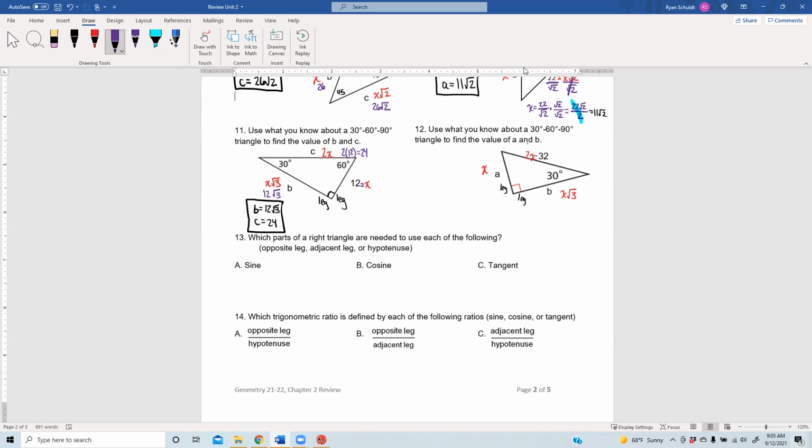This gives us a little equation here. 2x equals 32. So divide by 2, and you get x equals 16. So anywhere you see an x, x is 16. So what's a? A is 16. B, 16 square roots of 3.